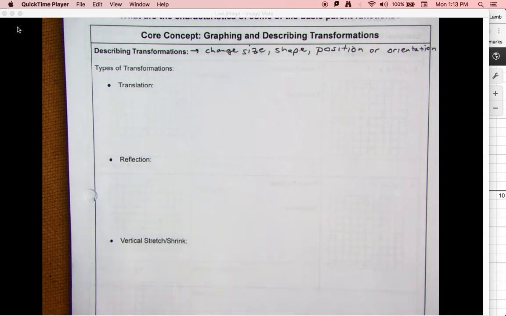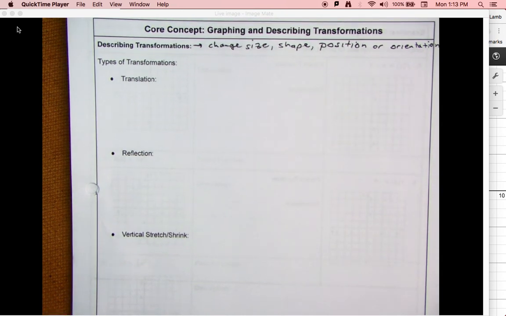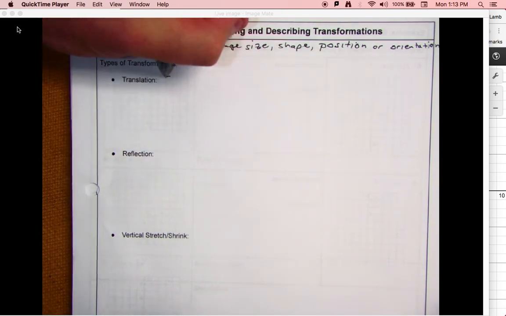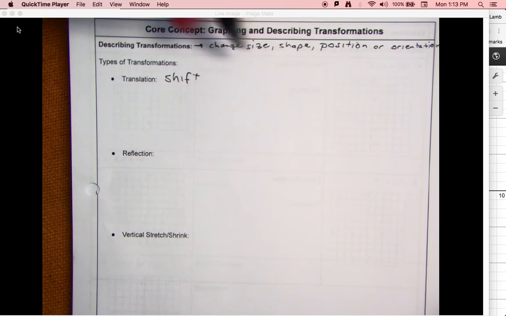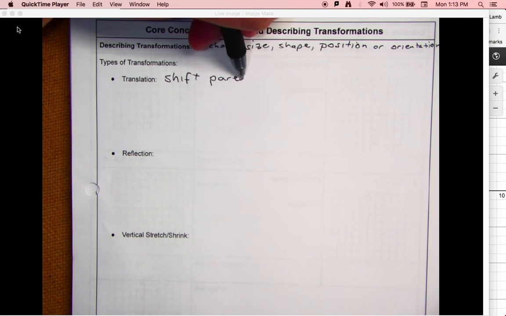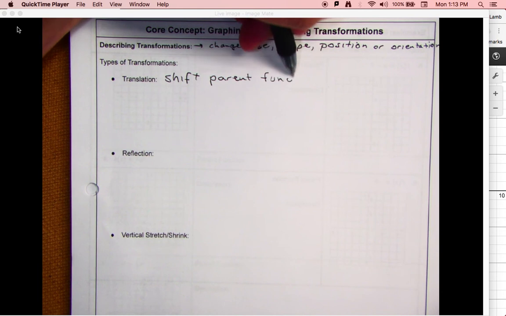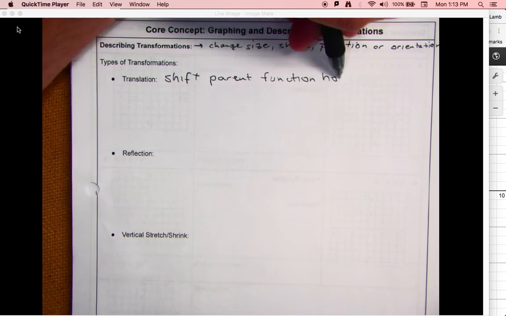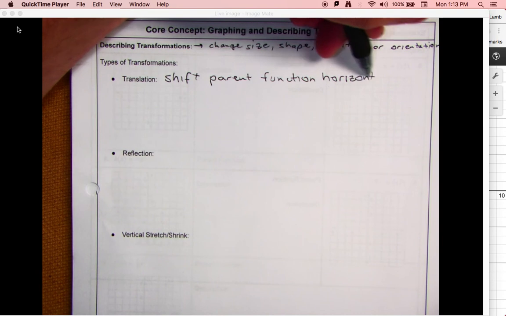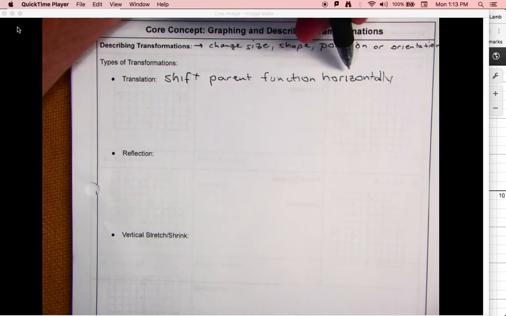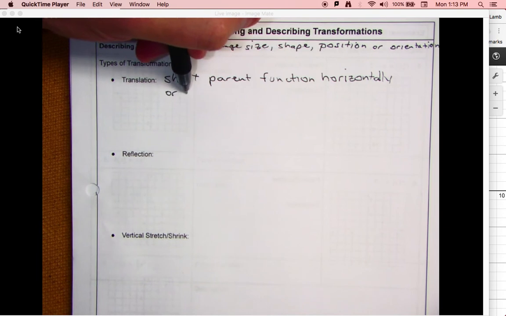How do we do those things? We do those things through three different types of transformations: translations, reflections, and vertical stretches and shrinks. So let's define each of those to begin with. Translation's the easy one. Translations shift the parent function horizontally or vertically.